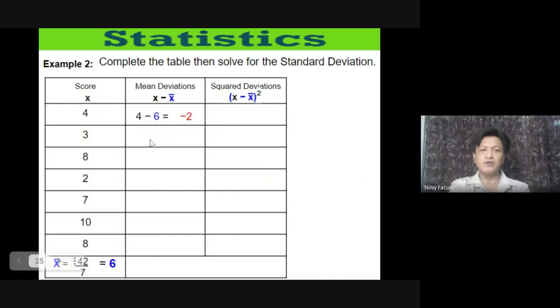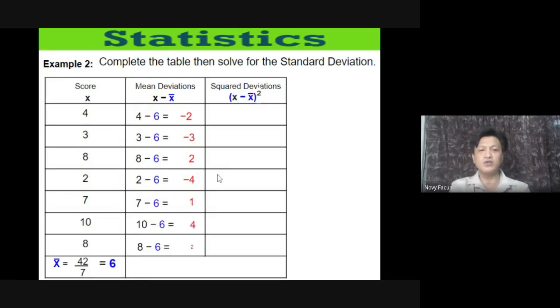Okay, that is negative 2. Then, 3 minus 6, that is equal to negative 3. 8 minus 6, that is 2. 2 minus 6, that is negative 4. 7 minus 6, that is 1. 10 minus 6 is 4. 8 minus 6 is 2. Kapag nakompleto na natin yung mean deviation, ibig sabihin, we can now get the square deviation.